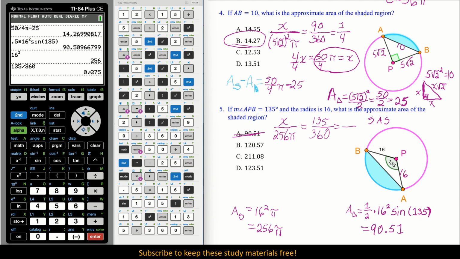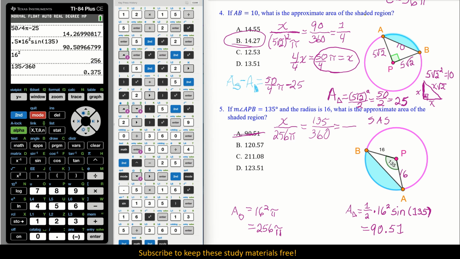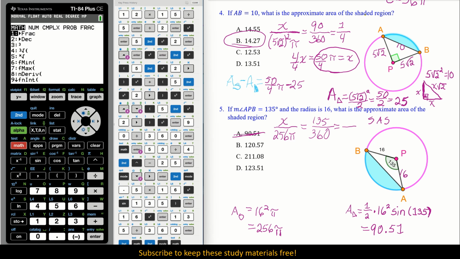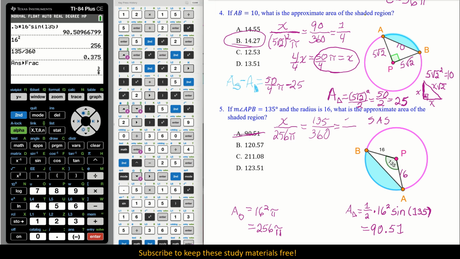Okay. I'm going to pull that out of decimal form by doing my second math. Uh-oh. I pushed the wrong thing. Let's get out of that. Oh, I know what I did. I shouldn't have said second. I should have just said math for the fractions. See? And oh, it's still going to work. Nice. Push enter. And that is 3/8. Okay. So let's clean this up.